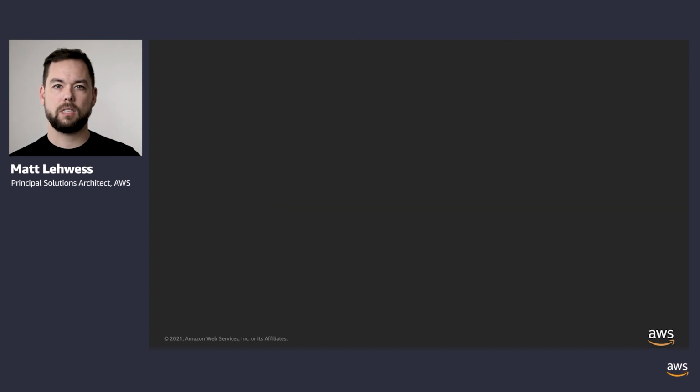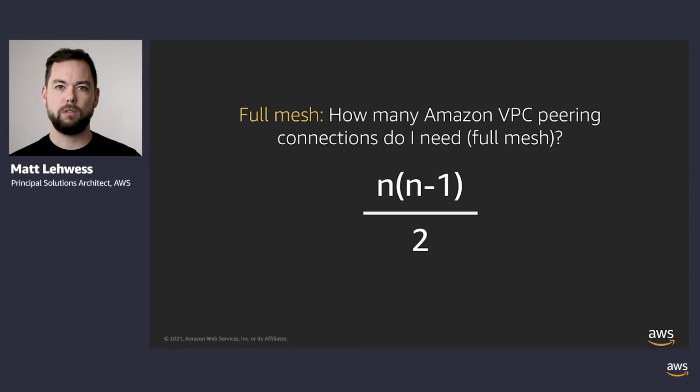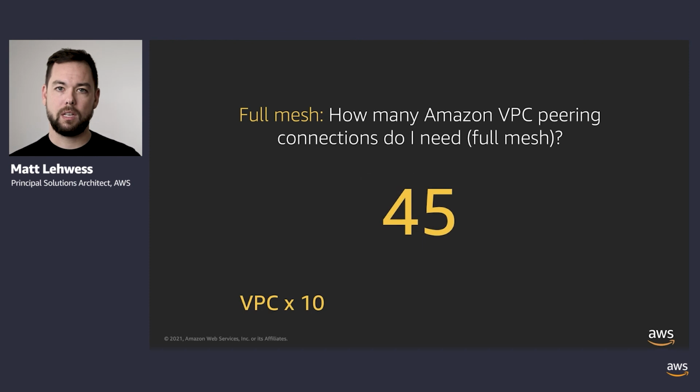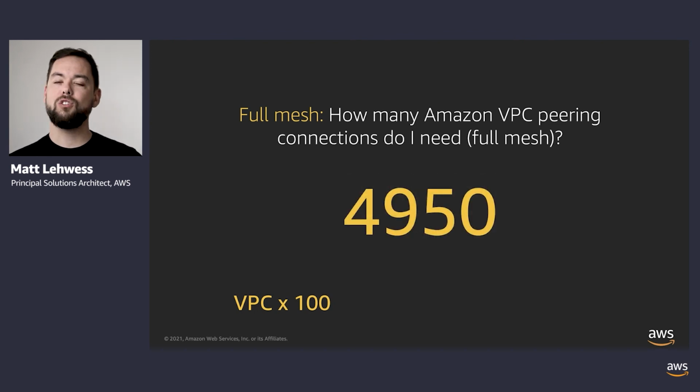Now let's look at that from a scale perspective. So if you wanted to build a full mesh peering arrangement between all of your VPCs, it's really an n(n-1)/2 problem. And so what that means is if you have 10 VPCs, which isn't actually that many, we see customers with hundreds or even thousands of VPCs, but 10 VPCs, if we plug those numbers in, that would mean you need roughly around 45 peering connections. Now, if we had 100 VPCs, that would mean you needed 4,950 peering connections to do a full mesh between all of those VPCs.